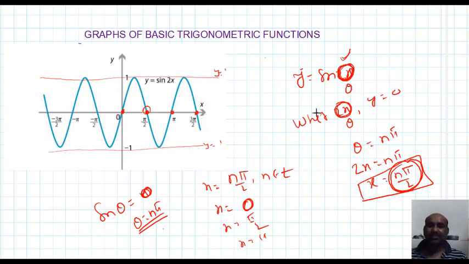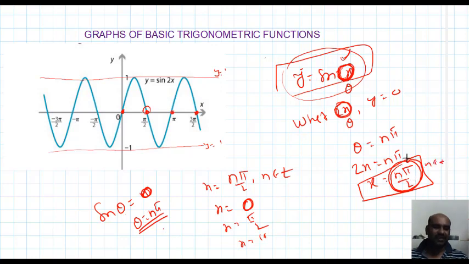So the important thing is the function y equals sin 2x. Given this, at what values of x does this graph intersect the x-axis? It means you want to find the values of x so that y equals 0. So I can say the required x values are n pi by 2, where n belongs to Z. So this is an important concept.